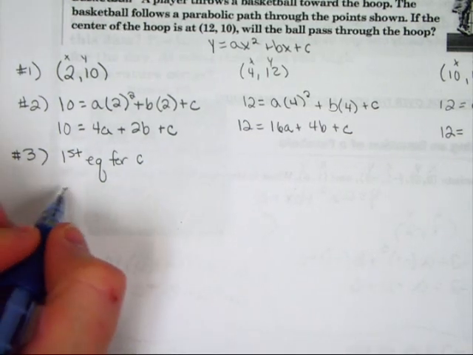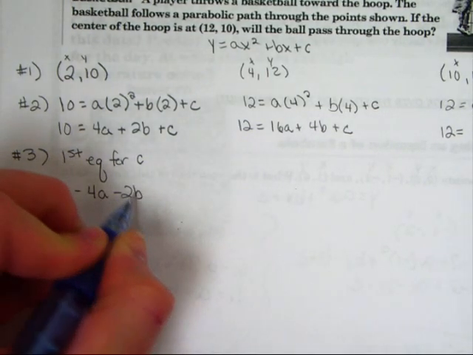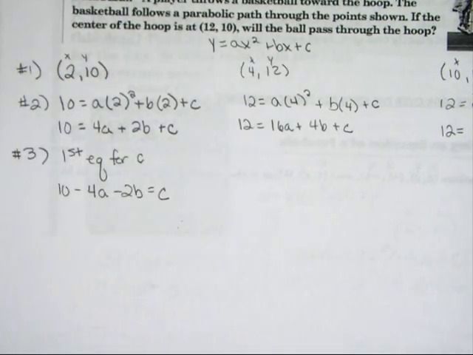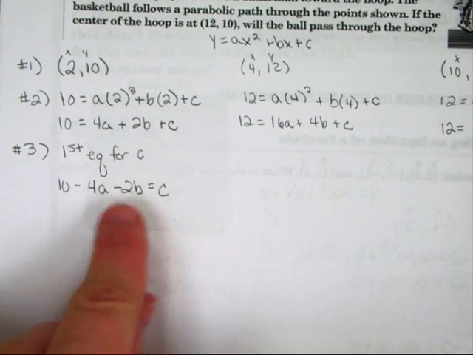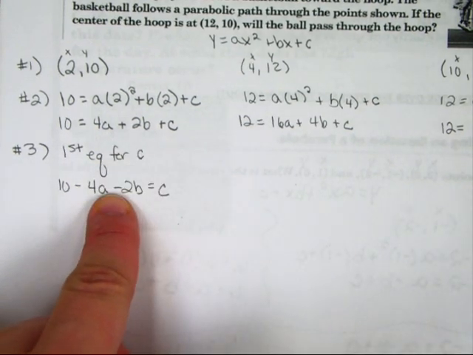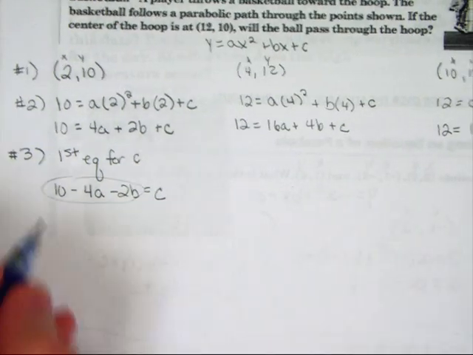Here we go. 10 minus 4a minus 2b equals c. I just took 4a and 2b over. They both become negative. All right. I like to circle this. Step 4.